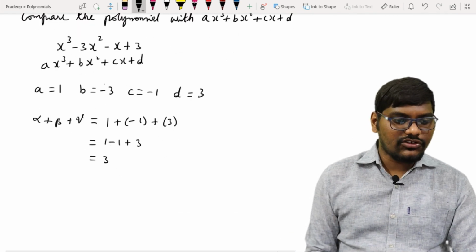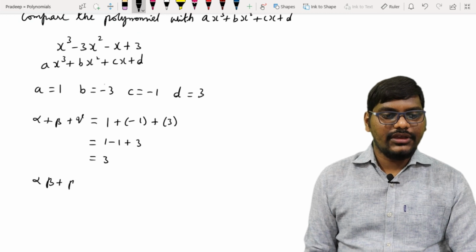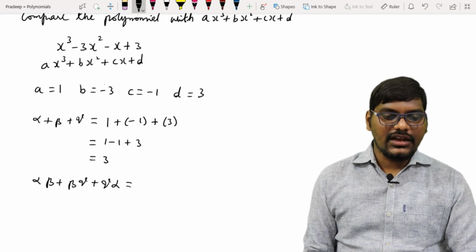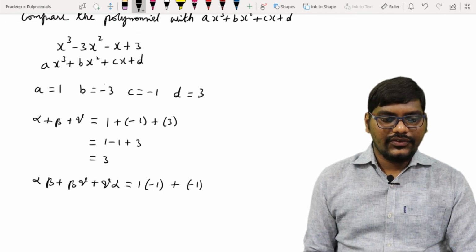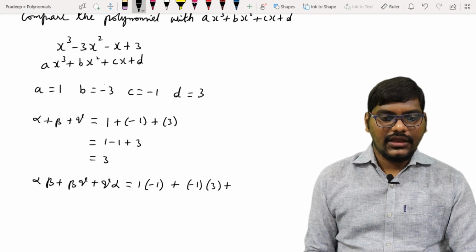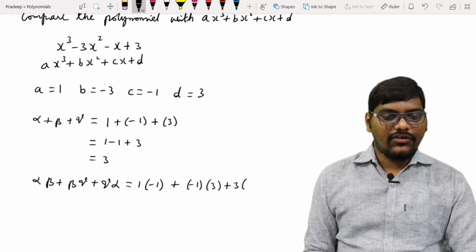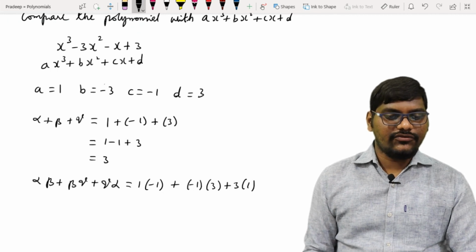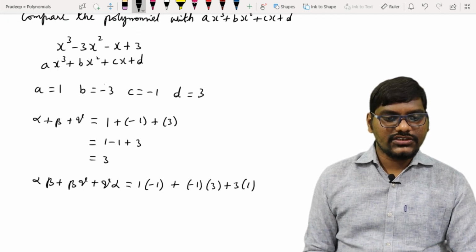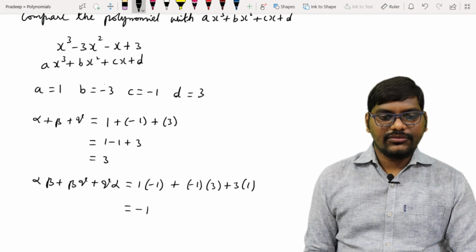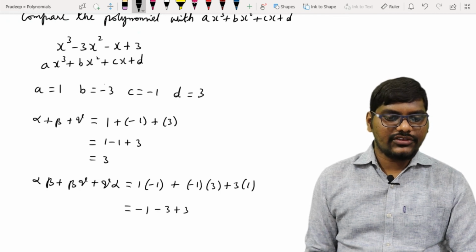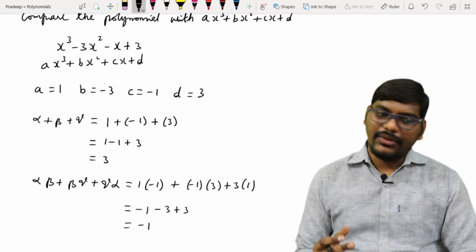So the next thing we have to do is alpha beta plus beta gamma plus gamma alpha. So this also I'll just substitute here. Alpha is 1, beta is minus 1, and again beta is minus 1, and gamma is 3, and gamma is 3, and alpha is 1. So now this we can further solve. So this is nothing but minus 1, this is minus 3 plus 3. So this plus 3 minus 3 can be cancelled, and we are getting minus 1.